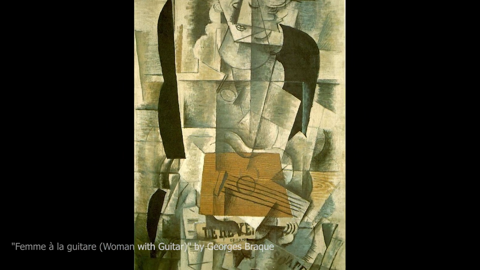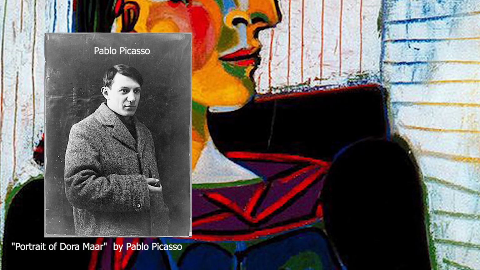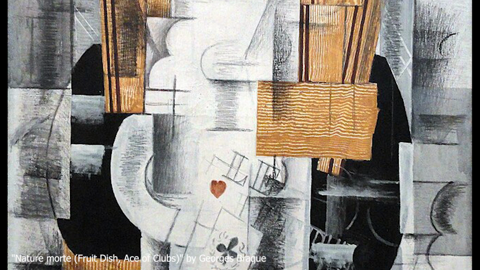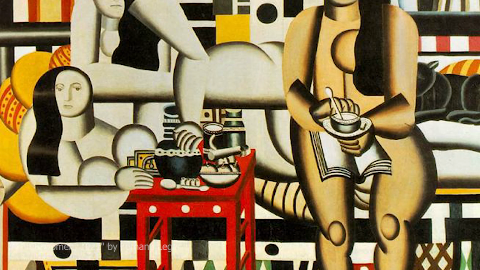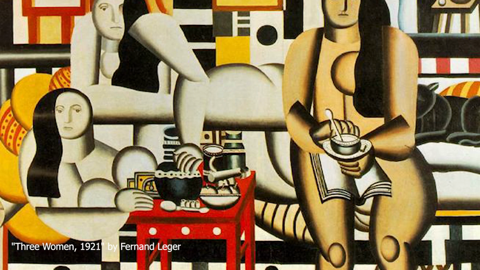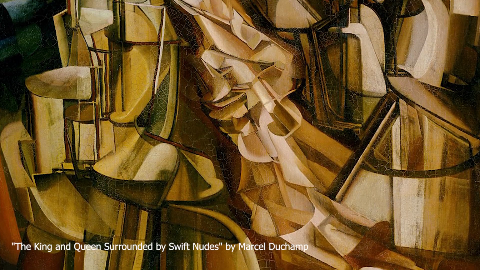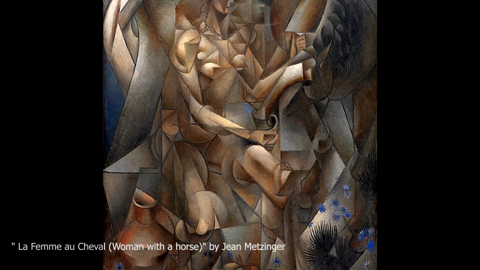The art movement's principal players were its founders, Pablo Picasso and Georges Braque. Many other eventual Cubist artists adopted this visual language, among whom were Fernand Léger, Juan Gris, Marcel Duchamp, Albert Gleizes, and Jean Metzinger.